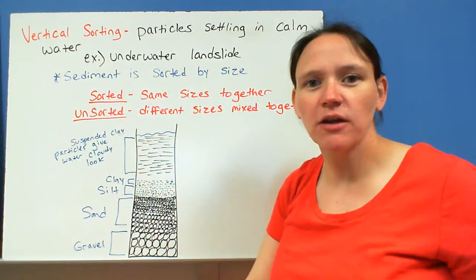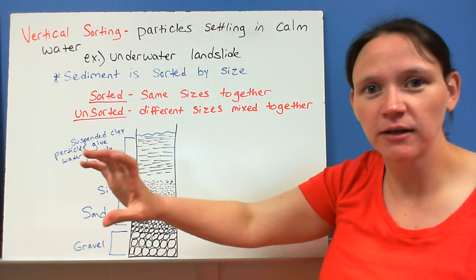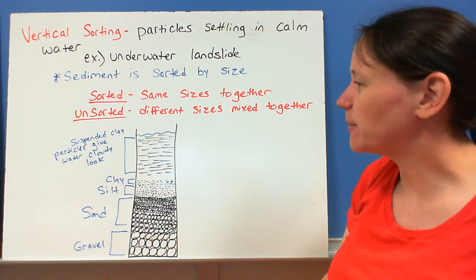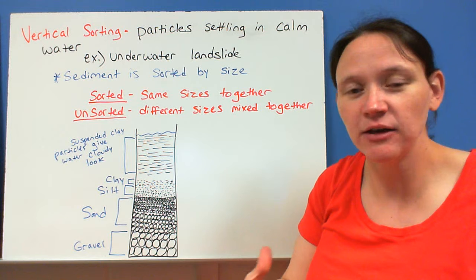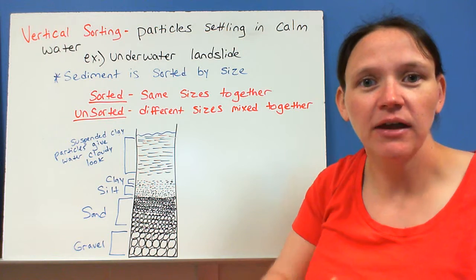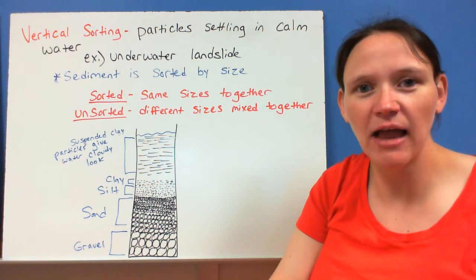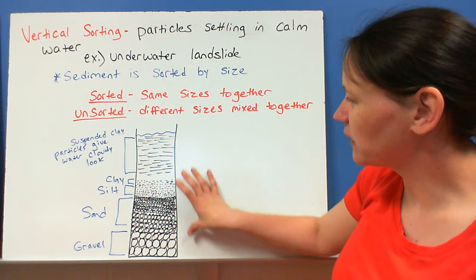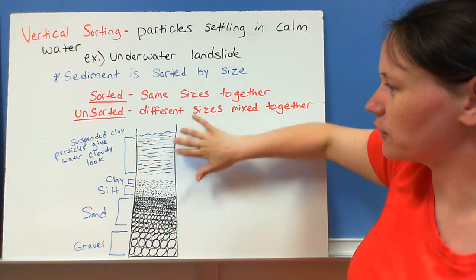Now we can also have something called vertical sorting. And vertical sorting, instead of the sediment getting deposited across, it's getting deposited vertically. And usually this will happen when you have something like an underwater landslide. Maybe there was an earthquake nearby, and it shook some of the sediment near a cliff, and all of that got mixed in the water, and over time that sediment is going to settle out, and it settles out by size. And so what you see is something like this, where the larger stuff is at the bottom, and then as you go up through the water column, it gets smaller and smaller.